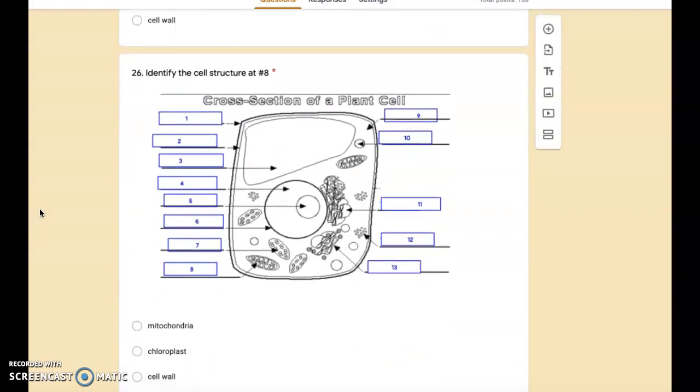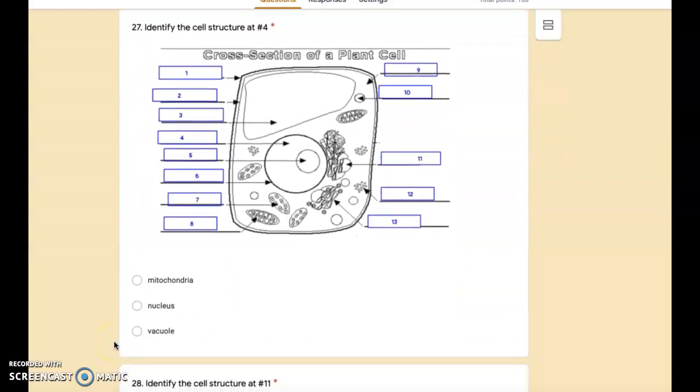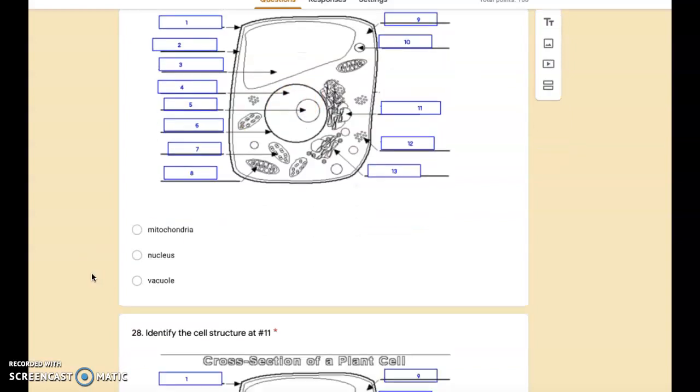Number 26. Identify the cell structure at number 8. So it's down here at the bottom left. It's the rod-shaped organelle, the hot dog with mustard. Is that mitochondria, chloroplast, or cell wall? Number 27. Identify the cell structure at number 4. So number 4 is on the left side in the middle here. It's pointing to the circular middle organelle. Directs all of the cell's activities. Is that mitochondria, nucleus, or vacuole?